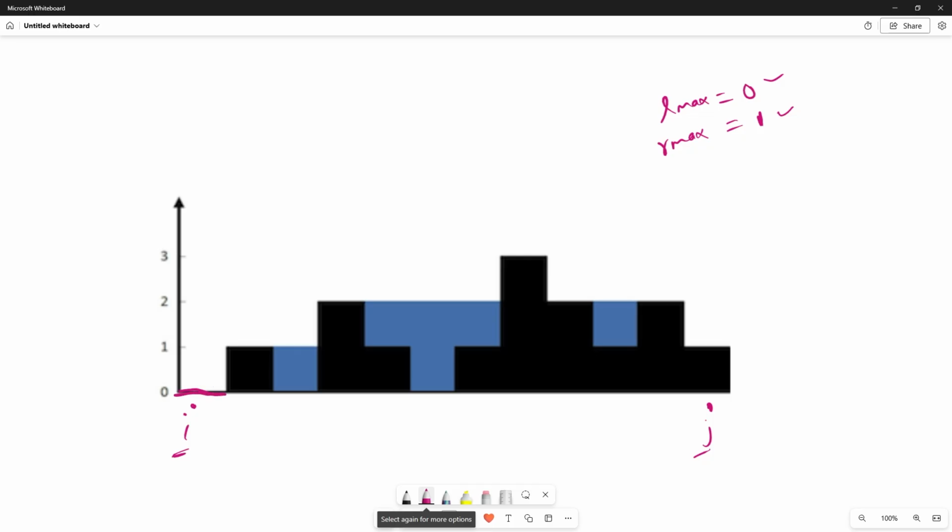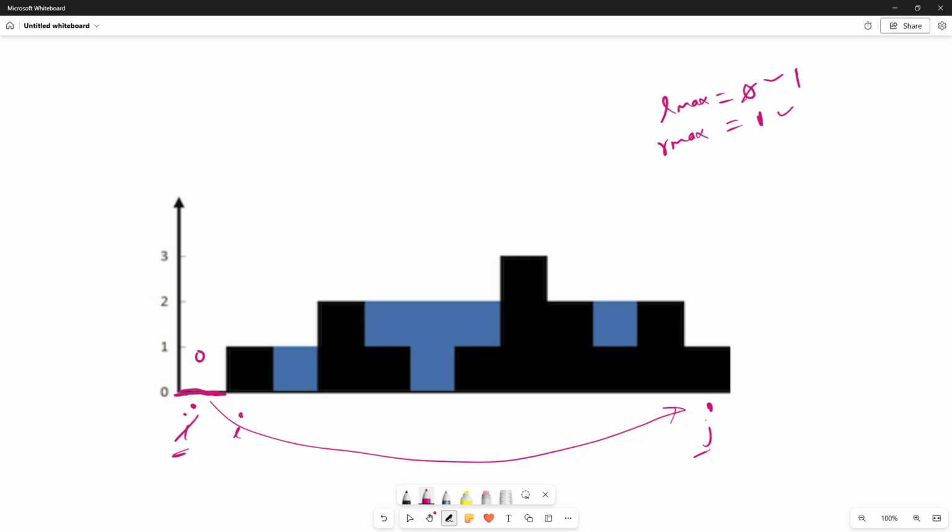So to collect the water at I, you should know Lmax and Rmax, and we know Lmax and Rmax. So at this position, Lmax is 0 and Rmax is 1. So this is Rmax for this position. Okay. So water collected will be 0 at this position. And after collecting the water, we will move I toward the right side. Okay. So I was here. Now I will be at this position. And we will update Lmax. So Lmax will be 1 here.